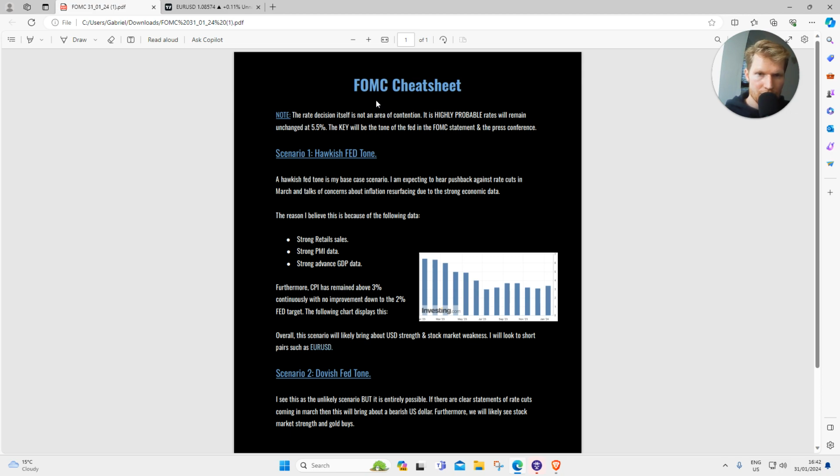So the first thing to note on this sheet is this first line right here: the rate decision itself is actually not an area of contention. A lot of traders, I don't think, realize that, but it's highly probable that the rate decision will be unchanged at 5.5%. It almost always lands exactly at the forecast. I don't know how many meetings, but it's just stayed exactly on forecast. So it's highly probable this remains unchanged.